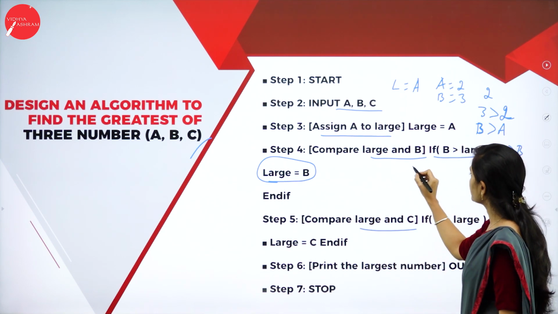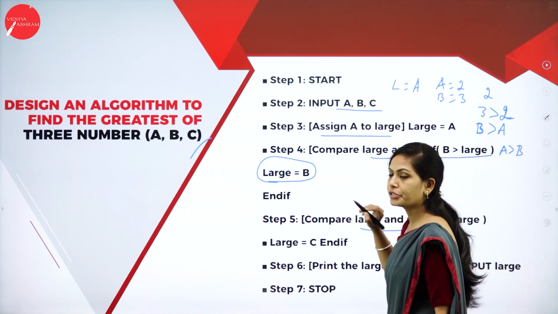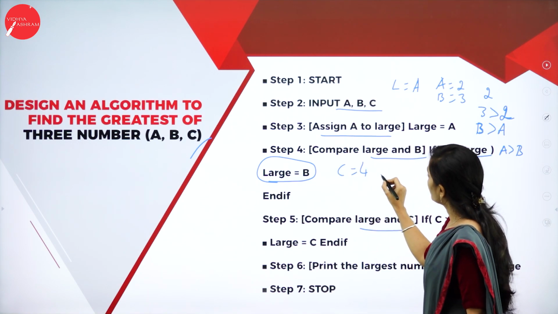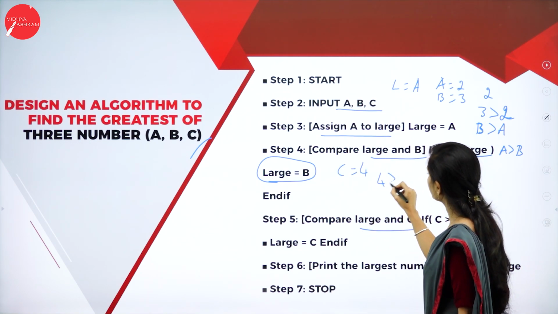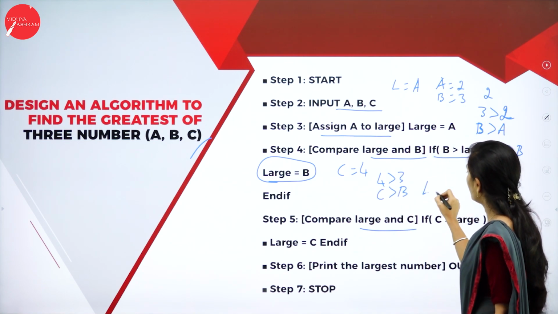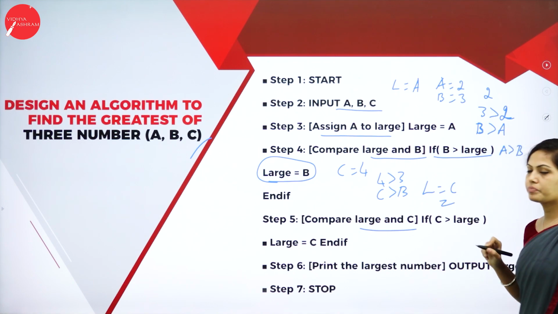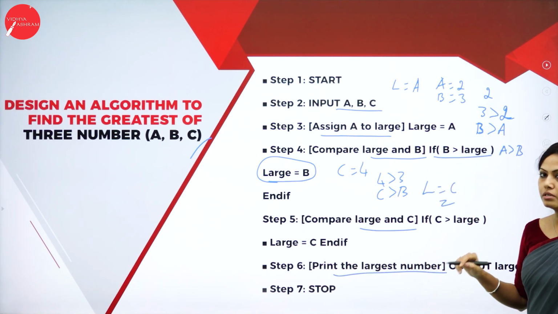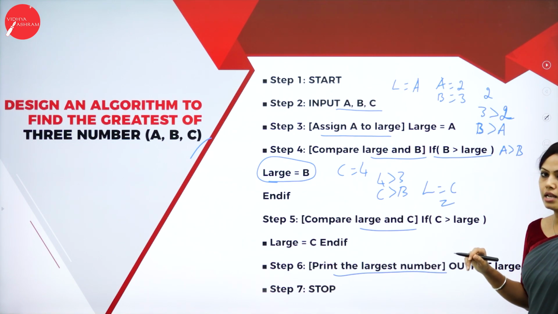Compare large and C. Now large is equal to B. My C value is equal to 4. So 4 is greater than 3, right? So C is greater than B. Now large is equal to C. So end if, and print the largest number, the output, as large.